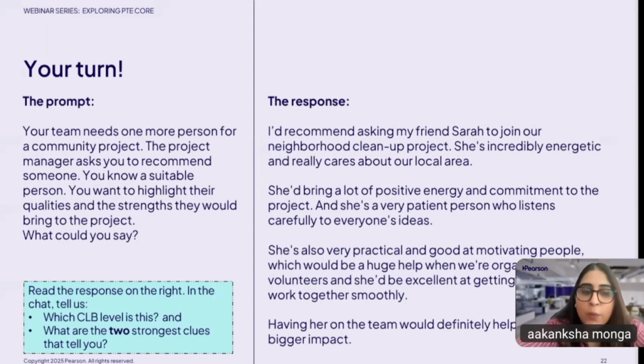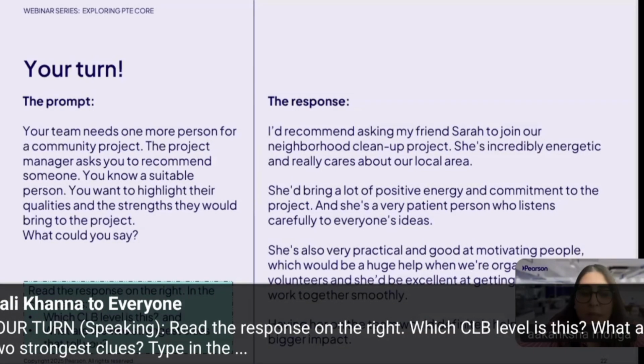Now it's your turn, everyone. Read the response and the prompt on the screen here. I would like you to tell me in the chat which CLB level this is and what your two strongest clues are for deciding this answer. I'm going to give you a moment for this.